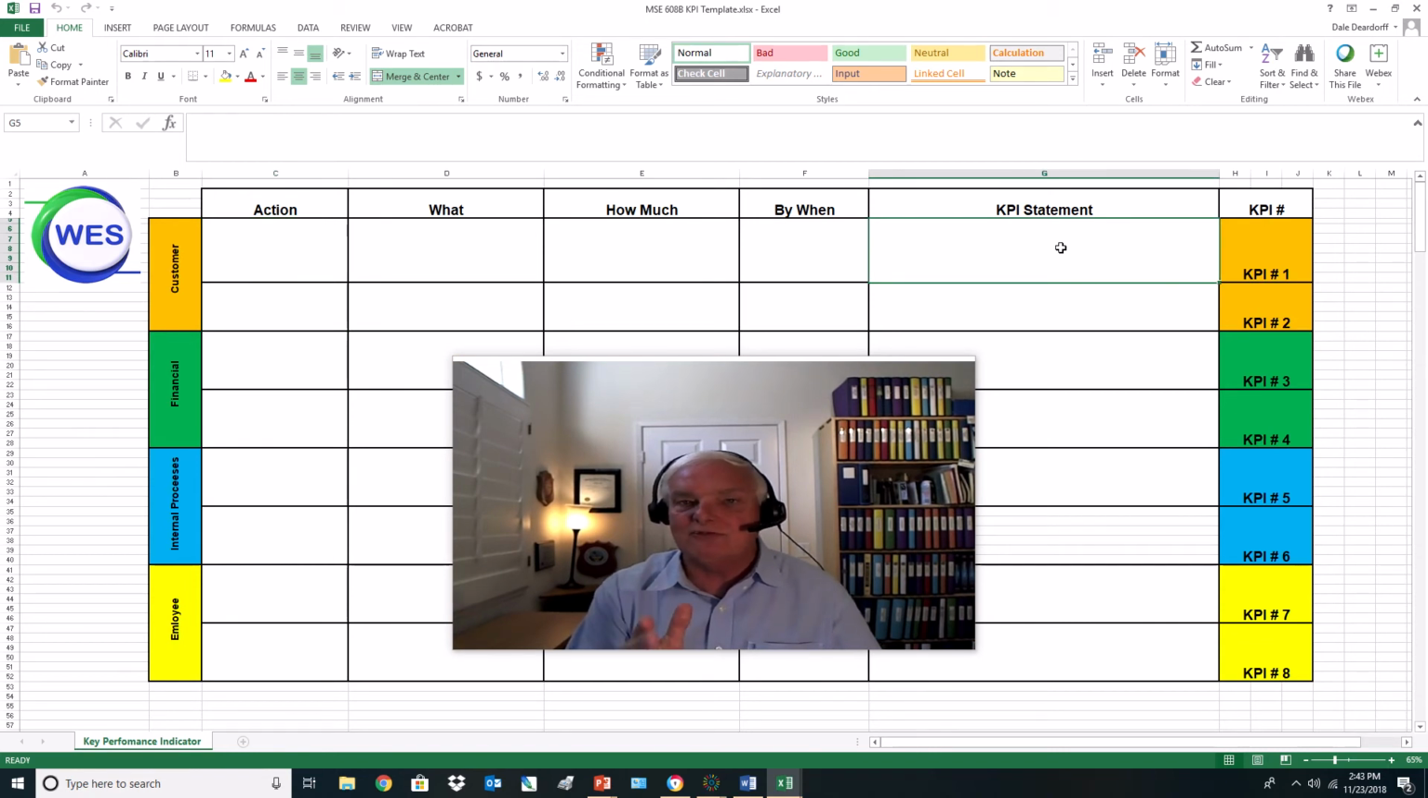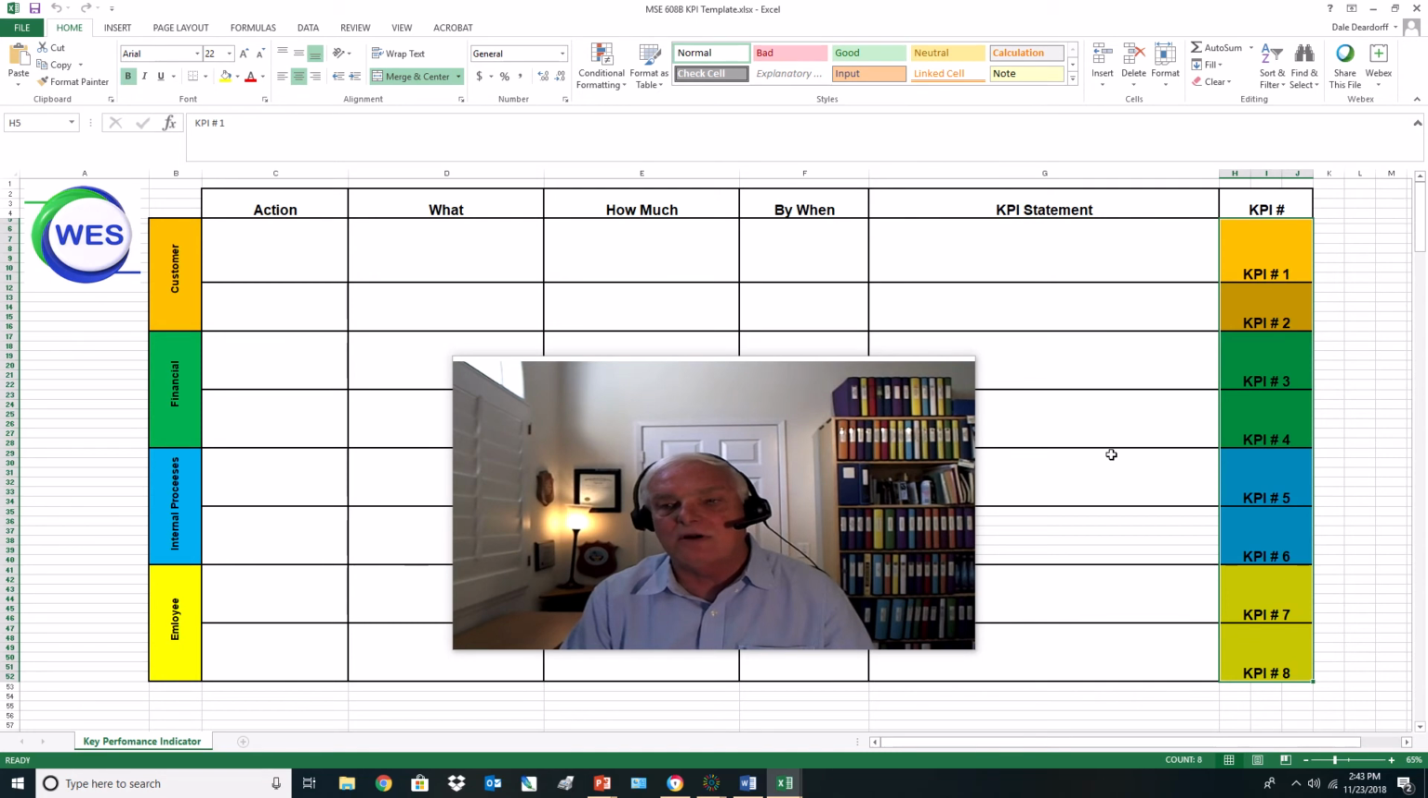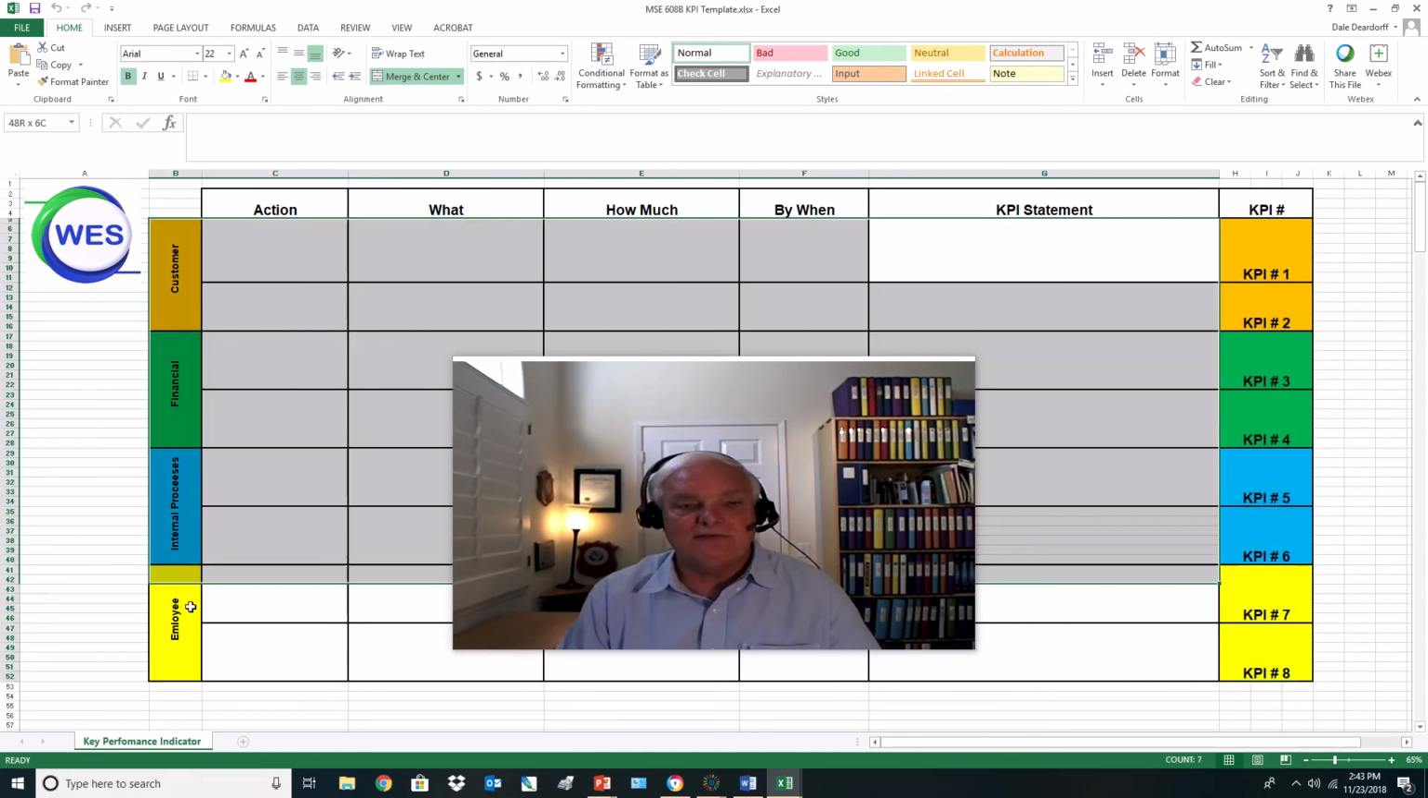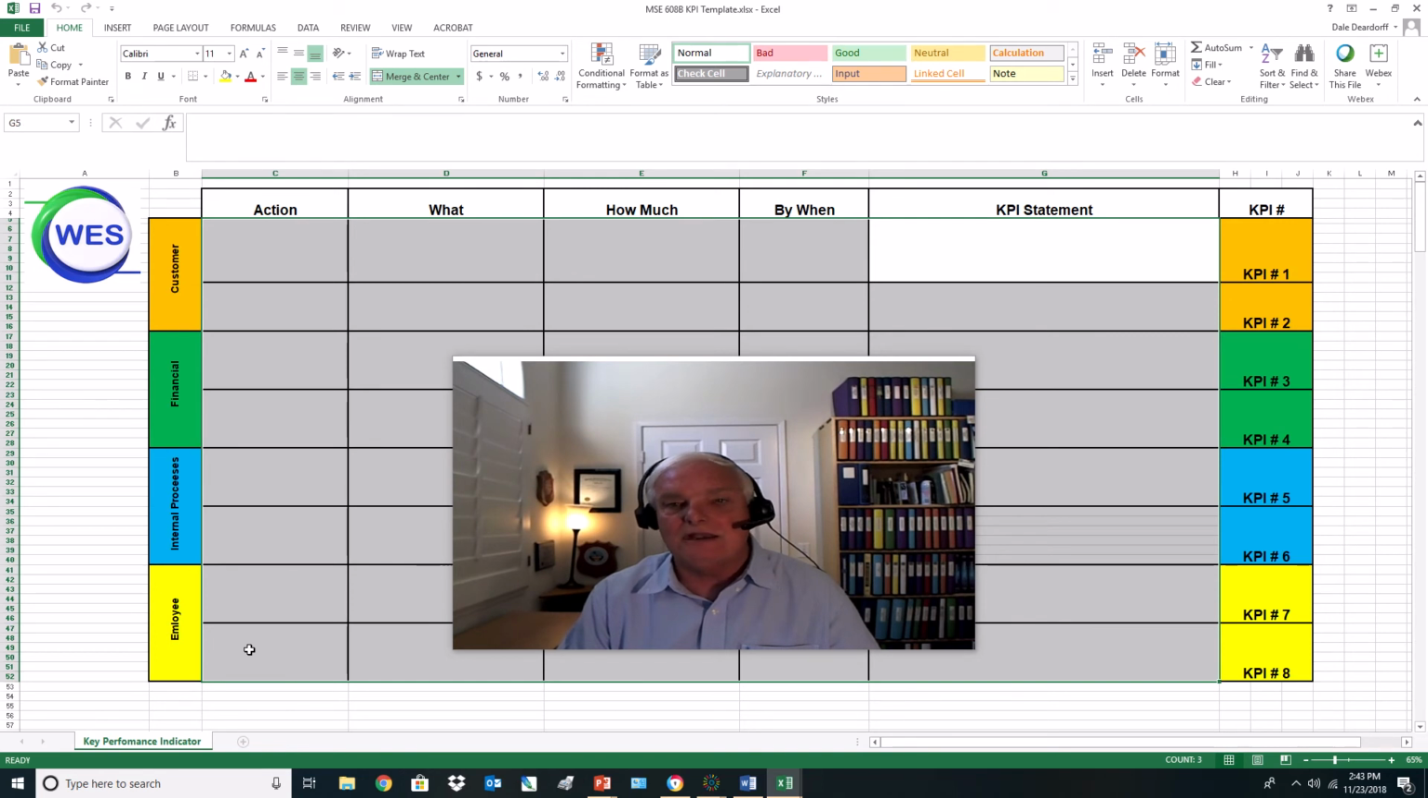And you'll see what a statement looks like, but that statement gives you an understanding of how you will measure this. You'll integrate all this together: the action, the what, the how much, by when, and a KPI statement. And you have 8 of these that you're required to put together. So don't forget, all of these cells that I've highlighted here need to be completed, all of them, for you to get full credit in this assignment.